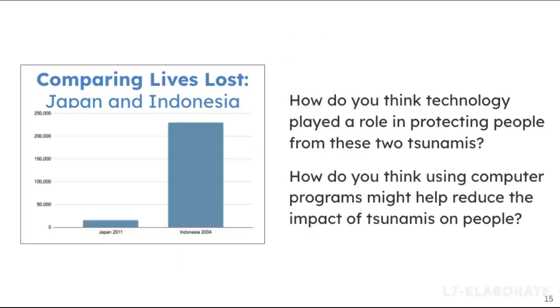For the Elaborate portion, you'll show students the bar graph comparing lives lost in the Japanese and Indonesian tsunamis. You'll ask students how they think technology played a role in protecting people, and if using computer programs might help reduce the impact of tsunamis on people.